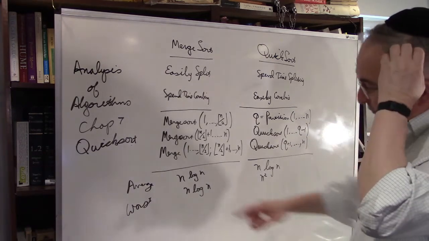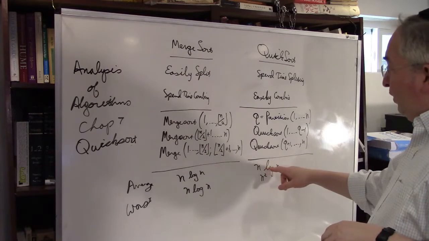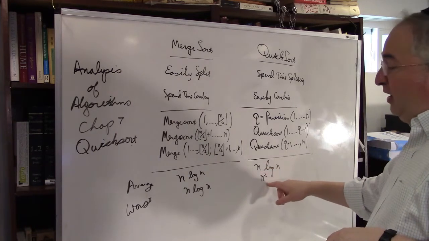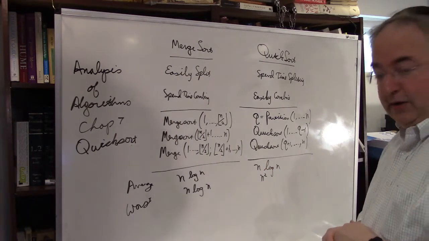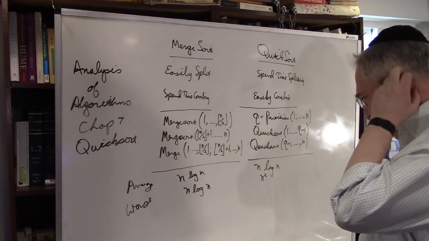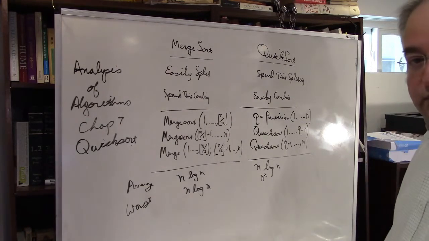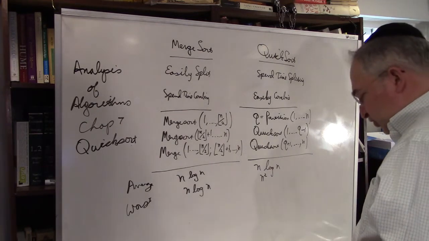On average this is going to be n log n. Quicksort on average is n log n, but in the worst case it's n squared. It's very rare for it to be n squared, and we'll talk about that at the end of this chapter.